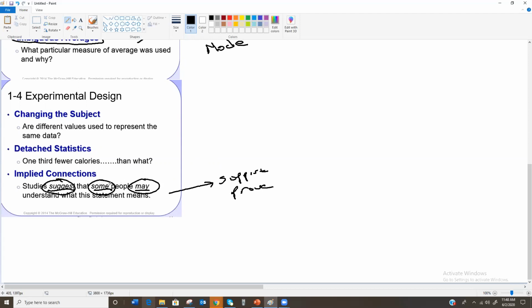Some, we don't want some. We want a certain percentage. We want a certain number. We don't want some. And we don't want maybe. We want do, does, are. We don't want words that are ambiguous like this. So when you see words like suggest, some, may, you know, some dentists may recommend Crest. That doesn't mean that they found anything. I mean, what does some mean?